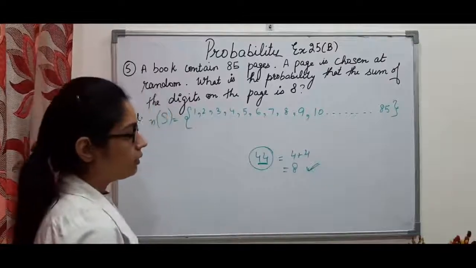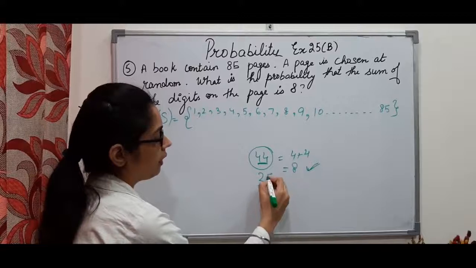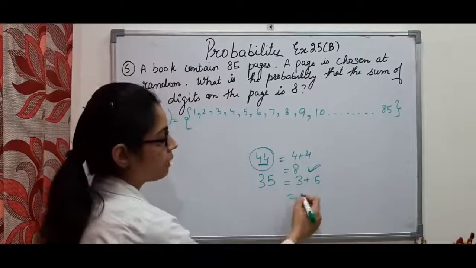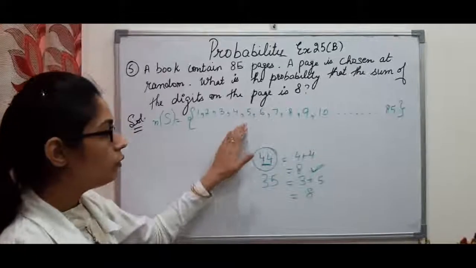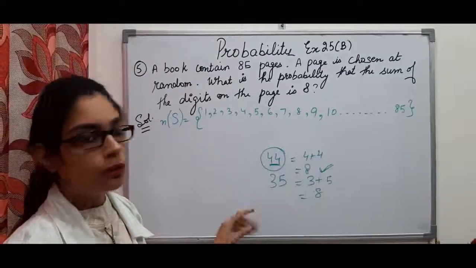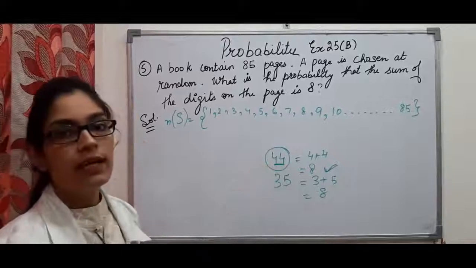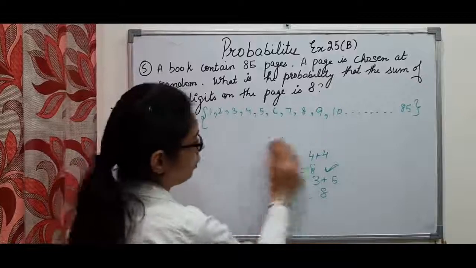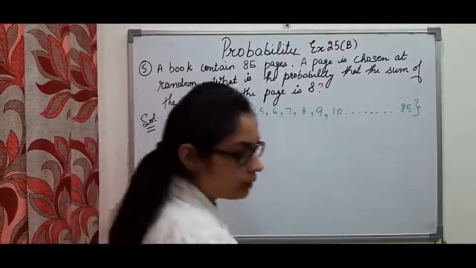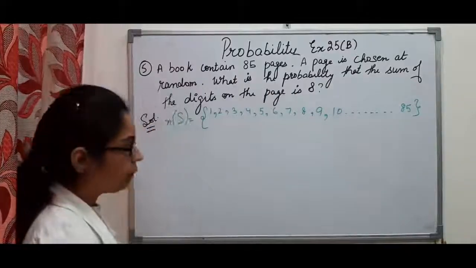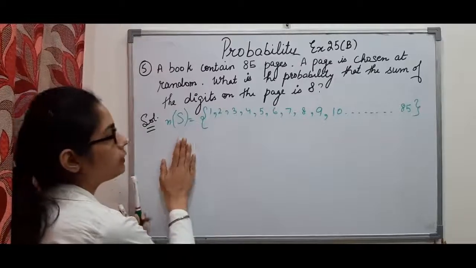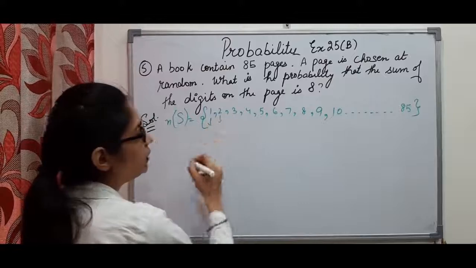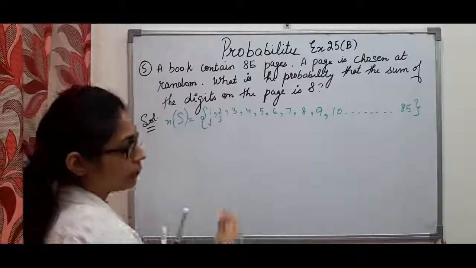I can choose any other number also, like 35. Again, if I add 3 plus 5, it will be 8. So I have to see all the numbers whose sum of the digits is 8. So we'll start with writing the sample space, then total number of possible events, the same way like we were doing previously. Sample space means how all the events, each elementary event, is arranged in the total experiment.